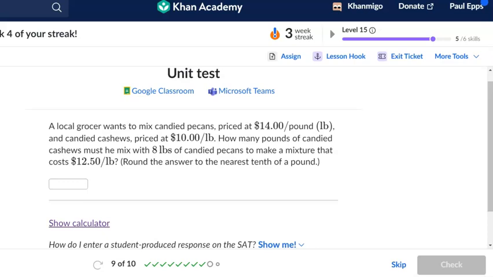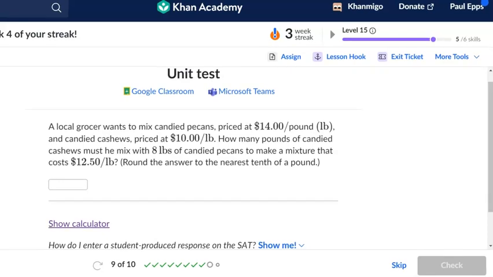All these guys want to mix things, and then I'm supposed to figure out how much they got to mix. All right. Well, he's got 8 pounds of pecans at 14 cents a pound. So that is 80 plus 32, so 112.